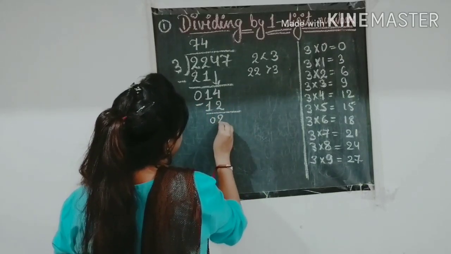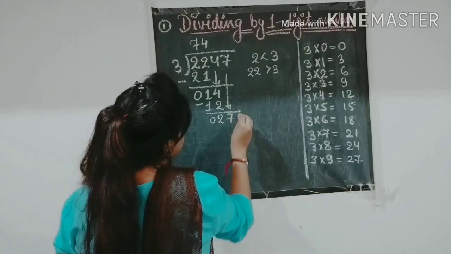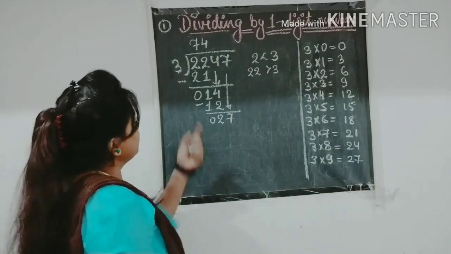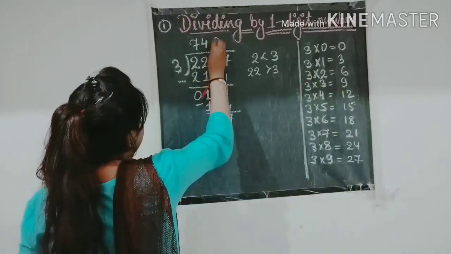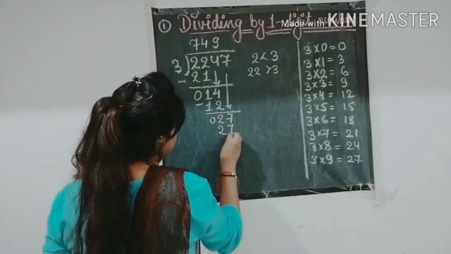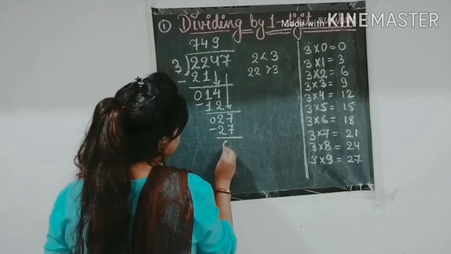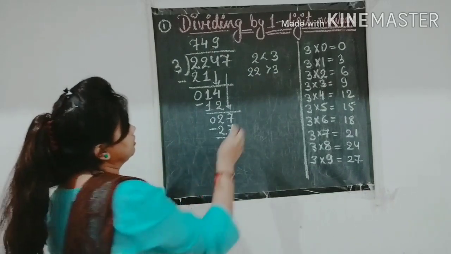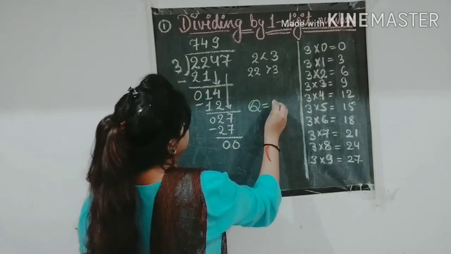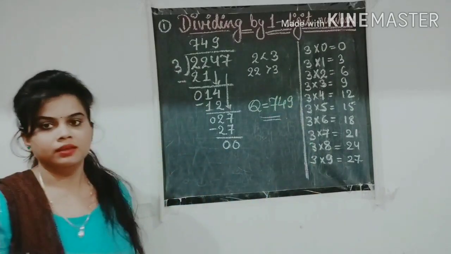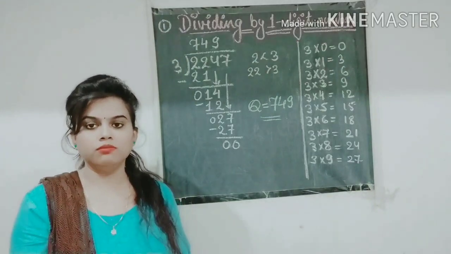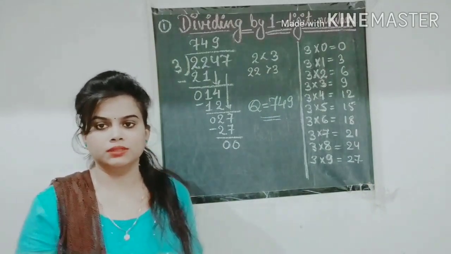Subtract. You will get 2 and here the next number comes down, 7. Now in 3's table 3 9s are 27. Write here 9 and 27. This will cancel it out. So the quotient of this is 749. Okay. So like this you have to solve this type of questions.